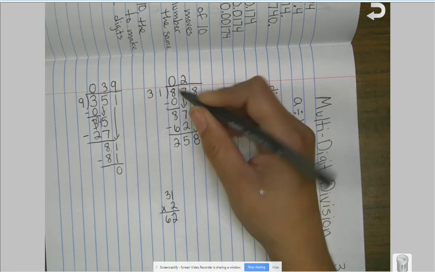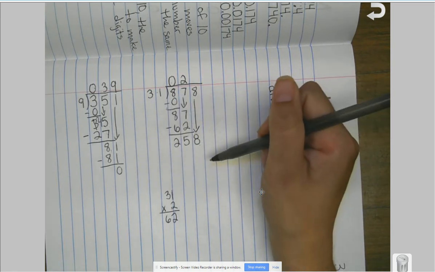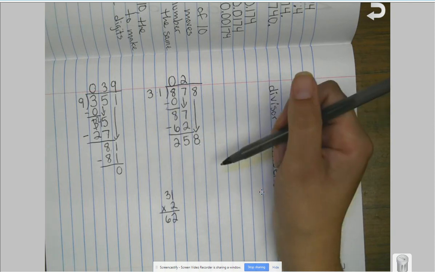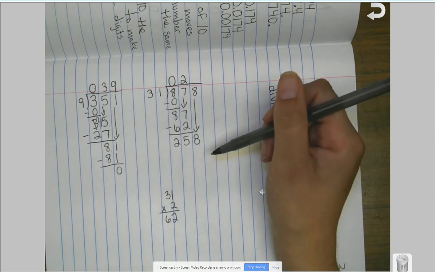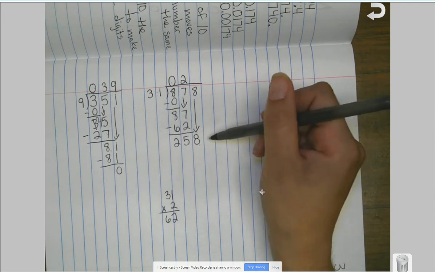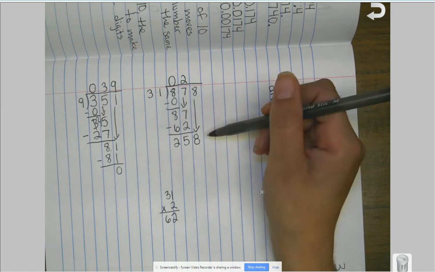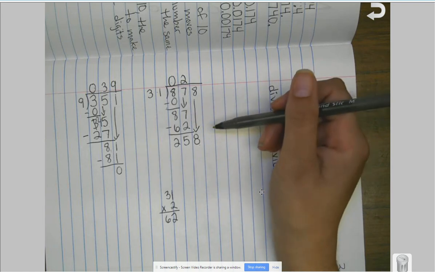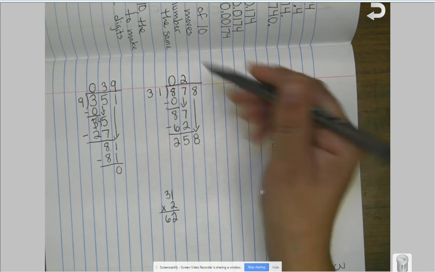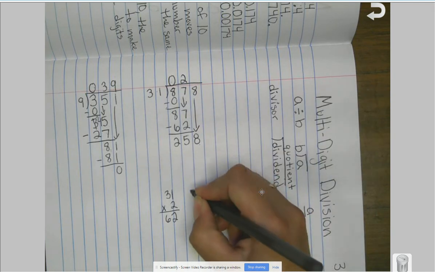How many times does 31 go into 258? Here's again where we can estimate 30. 30 times 6 is 180, so that's a little low. 30 times 8 is 240. That seems pretty close. So I'm going to see what 31 times 8 is going to be.